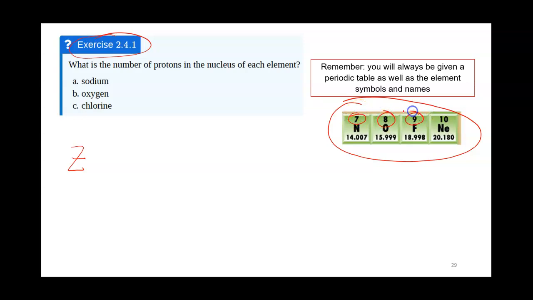And in the periodic table, you'll see two numbers. One is a whole number, and that is the atomic number. And then there's a number underneath which normally has 2 or 3 digits after the decimal point. That's not the atomic number.